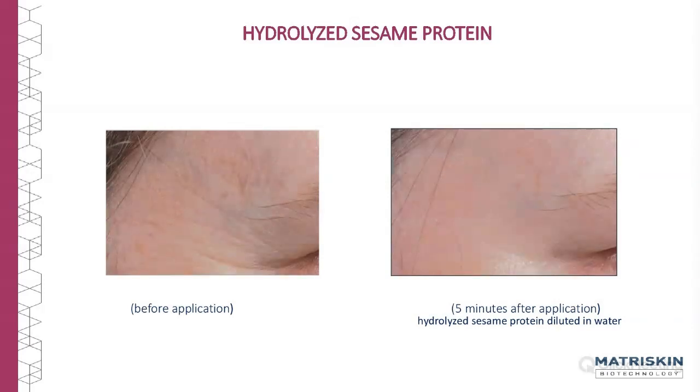Here you can see the immediate benefits 5 minutes after applying hydrolyzed sesame protein to the eye area. You can see clearly the tightening of the skin and almost like the wrinkles have been filled up.